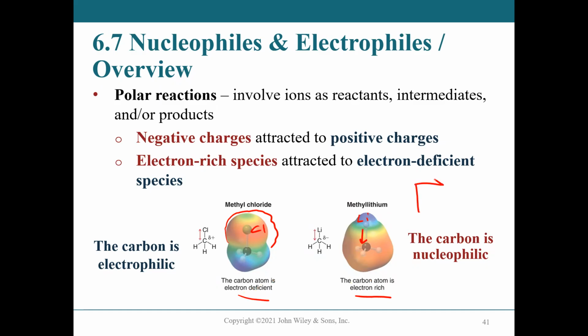We can kind of observe that by looking at the electronegativity chart. Carbon is more electronegative than lithium, so it's going to have more electron density, therefore it's going to be more electron rich. If this is a partial positive, there'd be a partial negative here. Right here would be partial negative, this would be partial positive.